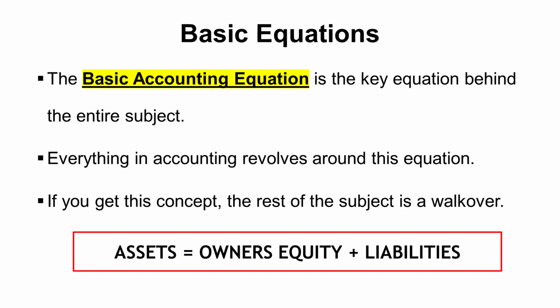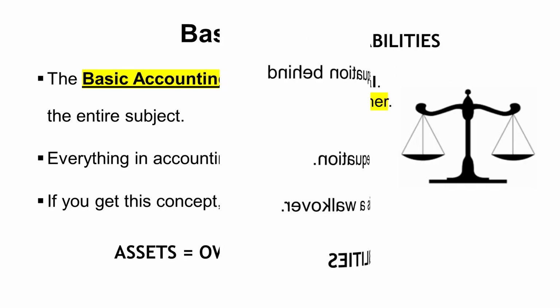The whole of accounting is based on one single equation: assets equals owner's equity plus liabilities. By learning what each of these terms mean, and how they add up to the equation, you'll be in a perfect position to go through more complicated parts of the subject.